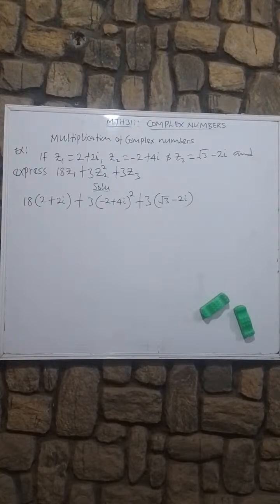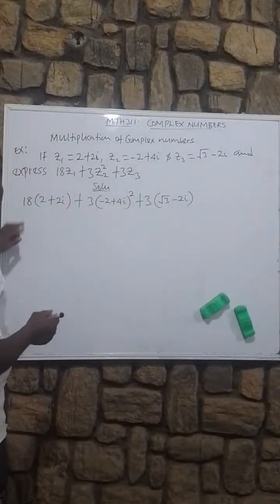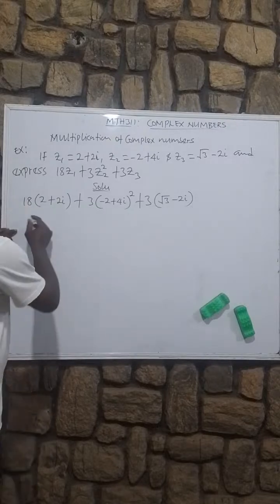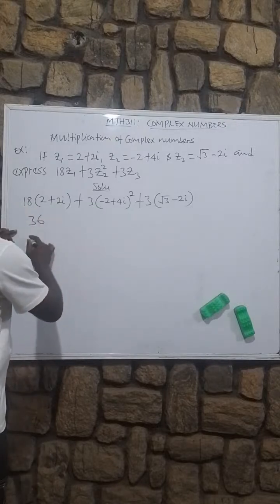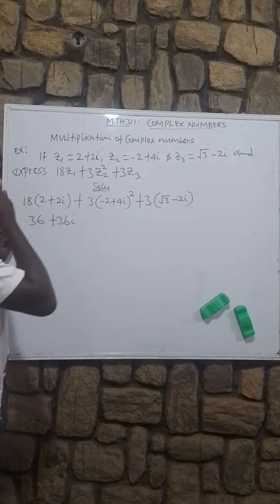Any question? Do you have any question? Yes or no? Bright Junior. Okay? So 18 times 2, 36, right? 18 times 2i, plus 36i, two of us.